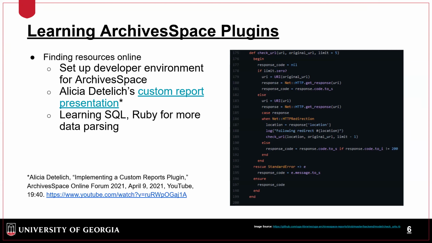So the essential steps of the plugin were: first, query the ArchivesSpace database using SQL, and then take that data that is queried from the database and use some Ruby to extract any URLs that might be in that data. Then also use Ruby to test whether those URLs are broken or if they're working fine. And if they are broken, make sure to log them and record them in the report that is generated.